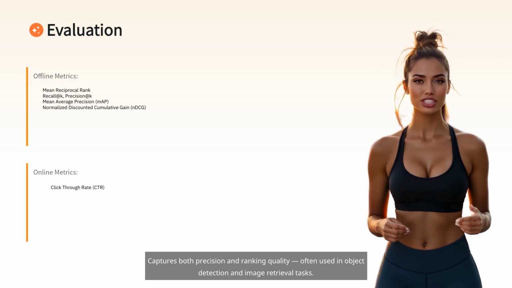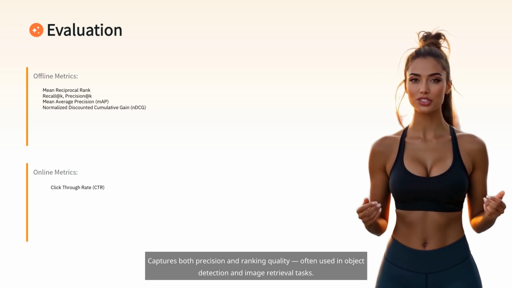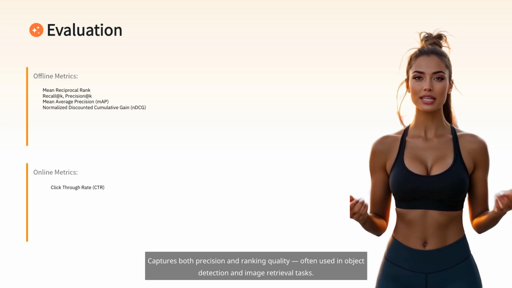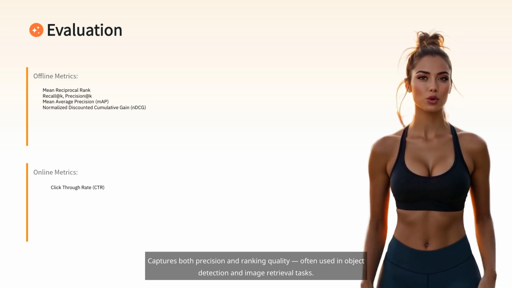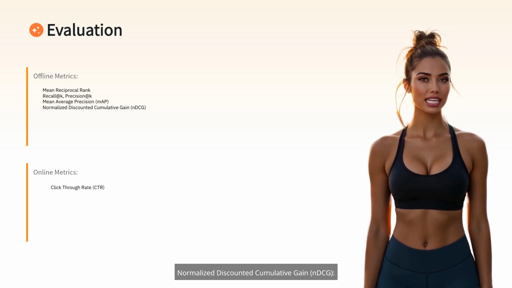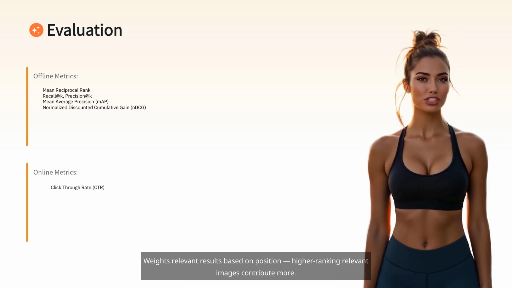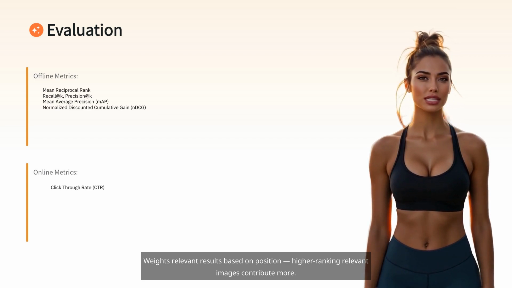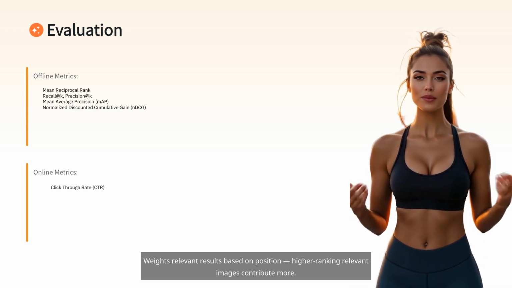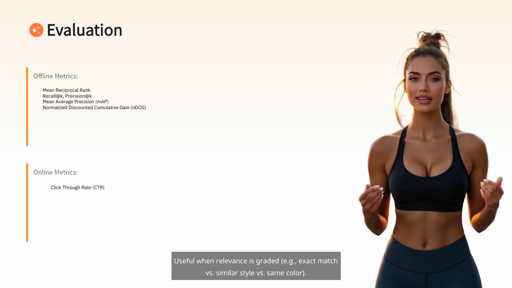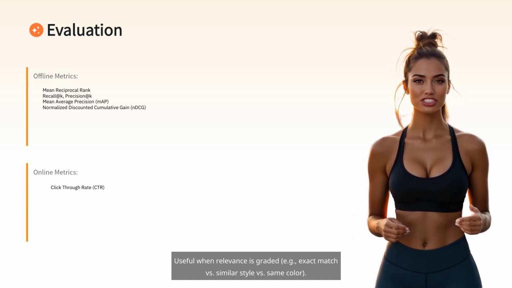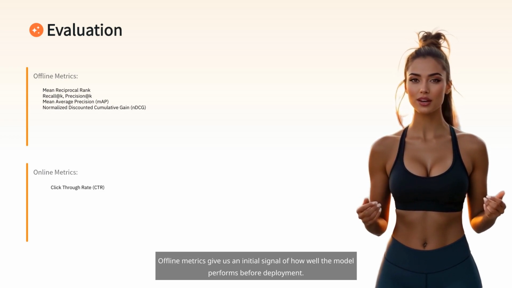Captures both precision and ranking quality, often used in object detection and image retrieval tasks. Normalized discounted cumulative gain, or NDCG, weights relevant results based on position. Higher ranking relevant images contribute more. Useful when relevance is graded, e.g., exact match versus similar style versus same color.